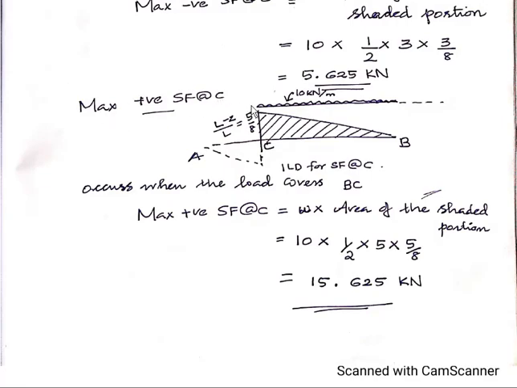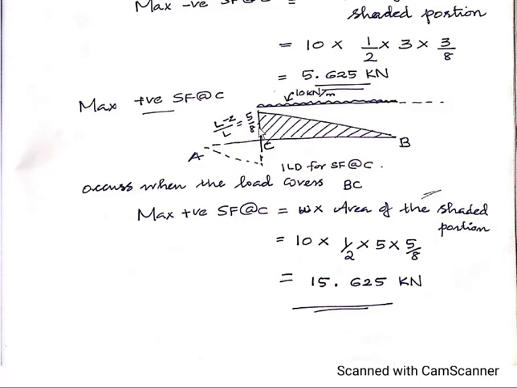So next is the maximum positive shear force at C. We know that to obtain the maximum positive shear force at C, the position of the UDL should be in such a way that the load should cover the portion CB, or the tail of the load should reach the section C.